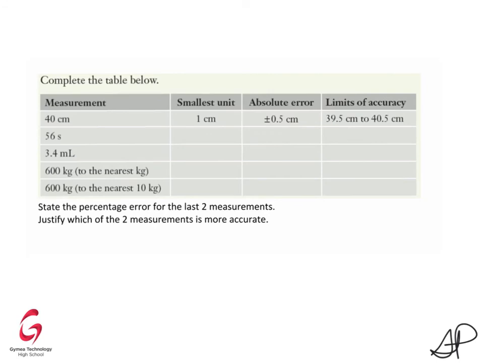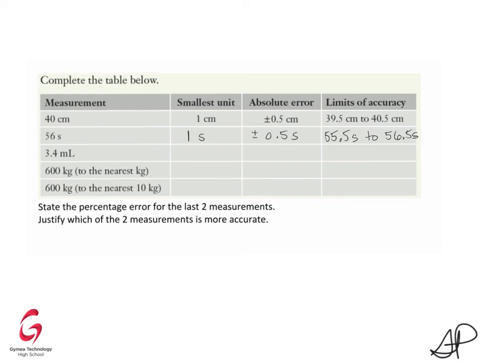Now we're going to look at filling in the table on page 12. So with whole numbers, it's pretty straightforward. So we're told that the measurement is 56 seconds. So the smallest unit of measurement there would just be 1 second. The absolute error is 1 second multiplied by 1/2 to give us plus or minus 0.5 seconds. And our limit of accuracy would be that 56 seconds plus and minus 0.5 seconds.